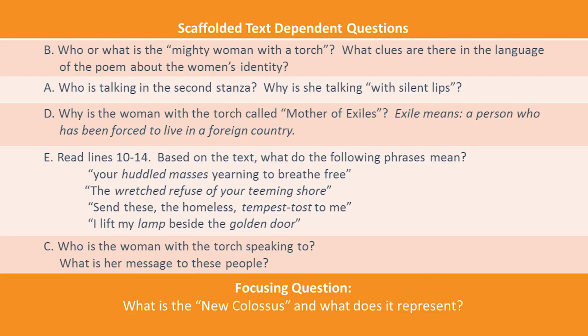You'll notice that in this example, I started out with more literal questions that would help students first identify that the poem is referring to the Statue of Liberty before moving on to ask a series of questions digging into the language of the poem that would help students then answer the question that's more abstract about what the Statue of Liberty represents.